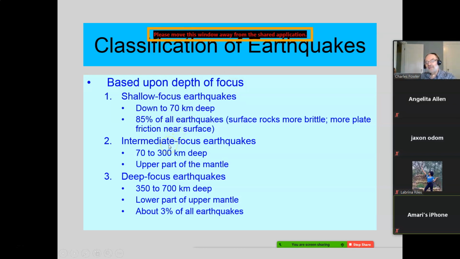Then you have the intermediate focus earthquakes. Now this is a typo here. If you look in your book, you'll see that should be 350 kilometers deep.